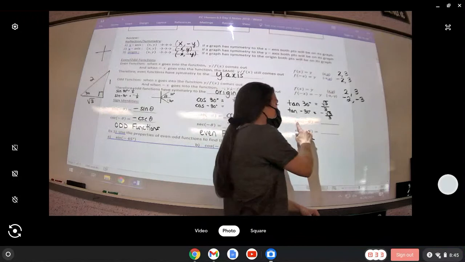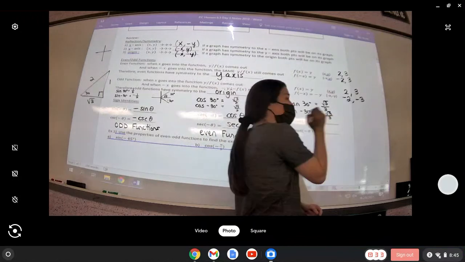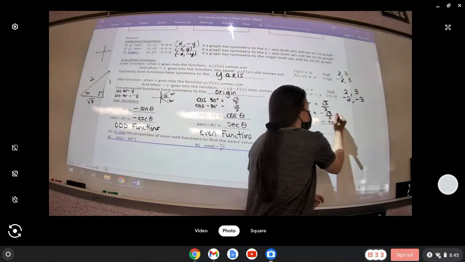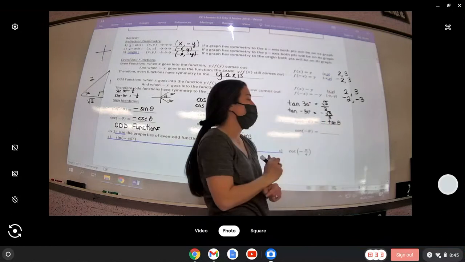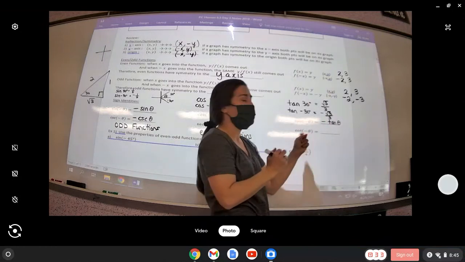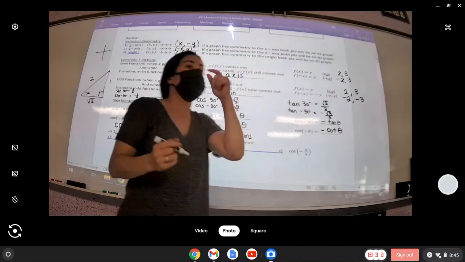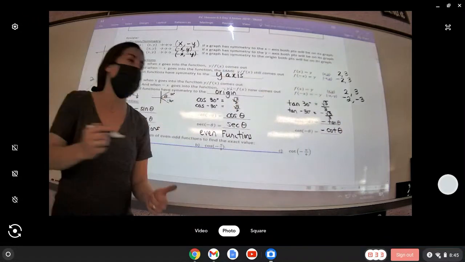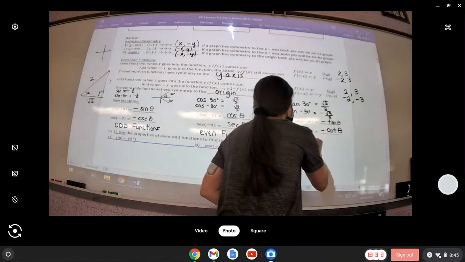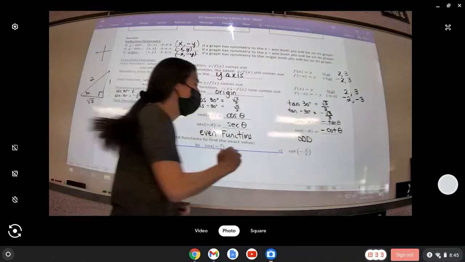So now the tangent of the opposite of theta will be the opposite of whatever the tangent of just theta was. And since cotangent is its reciprocal, it will behave the exact same way. All right, and again, that behavior makes them odd functions as well. So they will have symmetry to the origin.